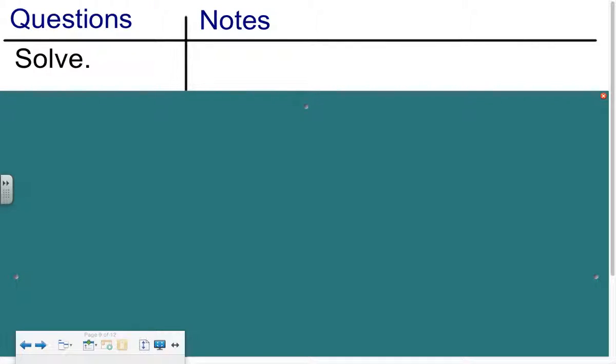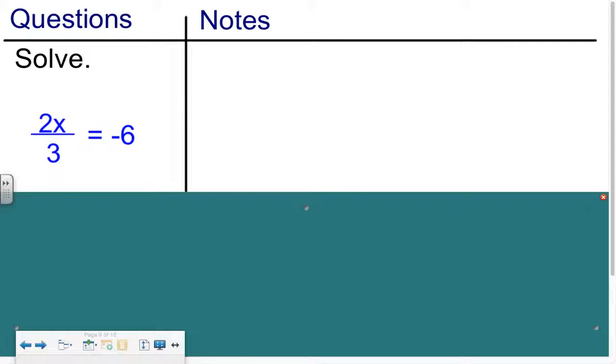And the last set of examples. Now you'll notice this is a little bit different because we have a number next to the variable in our fraction. So rather than just x over 3 or 1x over 3, I have 2x over 3. But like on the last one, you're timesing by the reciprocal.